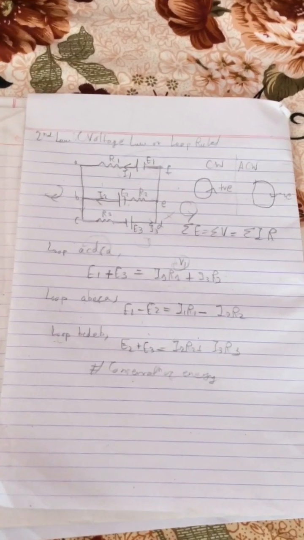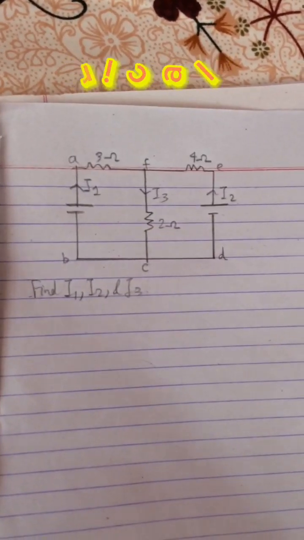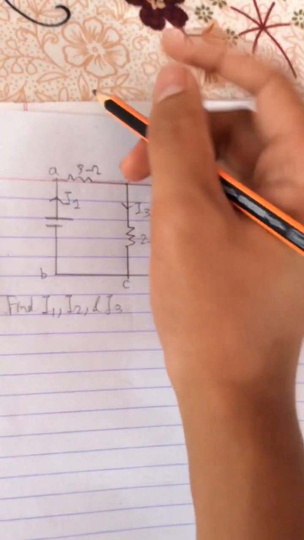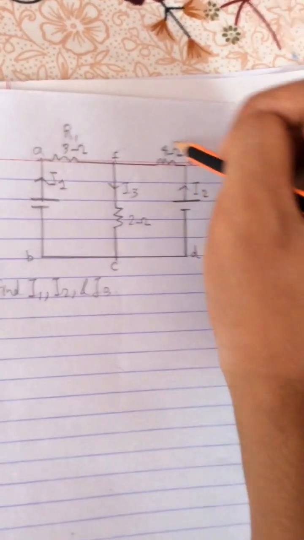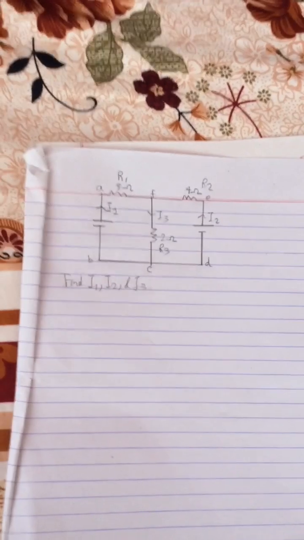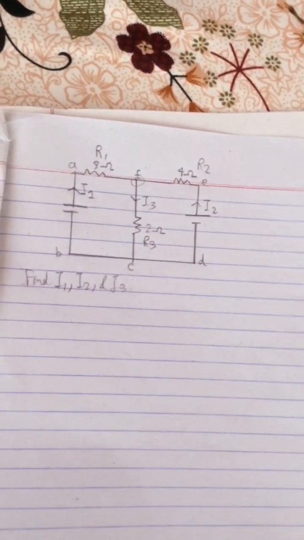Now, let's look at one numerical. Here, the question asks us to find I1, I2 and I3. But here in the figure, let's denote the resistances. Let's say this is R1, this is R2, and this be R3. Now quickly, let's look at the junctions. Here, let's take junction F.